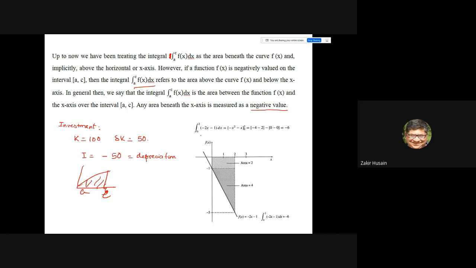So for instance, this is an example. The derivative is minus 2x minus 1, and if we integrate this, it becomes x squared minus x. We are taking 0 to 2. If you put in 2, it is minus 4 minus x, which is again 2, and here we put 0, so everything becomes 0. So it is minus 6.